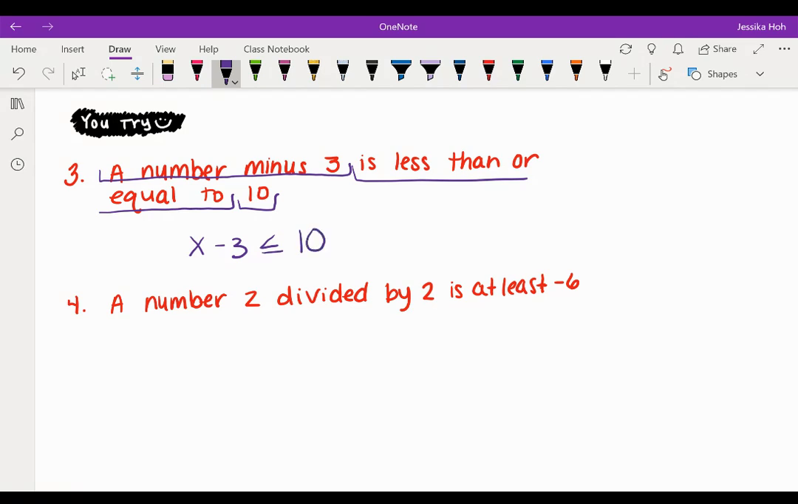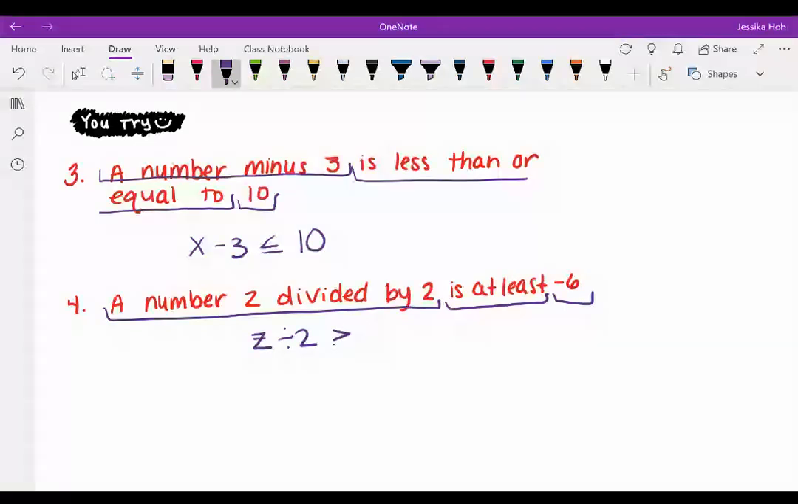And lastly, number 4, a number z divided by 2 is at least negative 6. Is at least negative 6. So it means the smallest number that it could be is negative 6, so it has to be greater than negative 6.